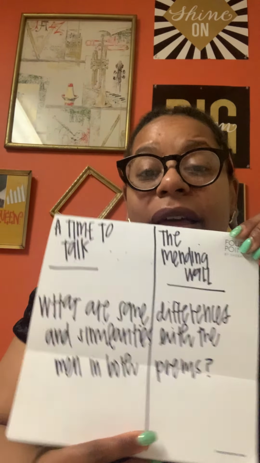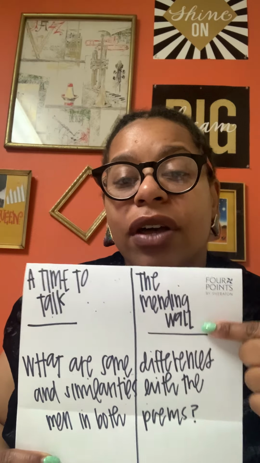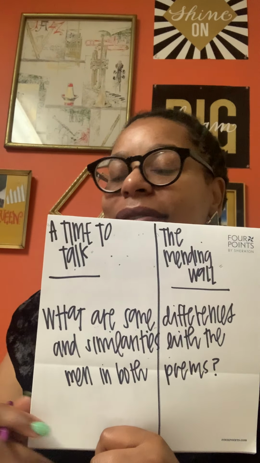On your paper, I want you to make a chart like the one that I have here. On one side, I want you to put the title, "A Time to Talk." And on the other side, I want you to put "The Mending Wall." You're going to make sure that you have both of these poems in quotation marks as they belong to whom? Robert Frost.